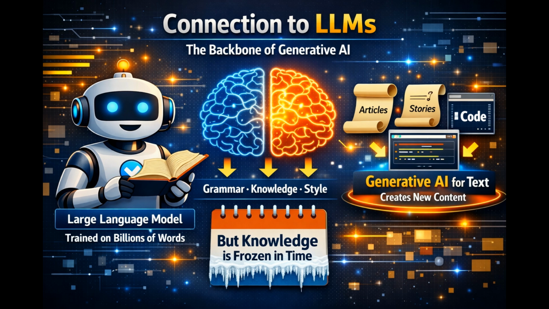Large language models, LLMs, are the backbone of generative AI for text. They're trained on billions of words, learning grammar, meaning, and style. But their knowledge is frozen after training.